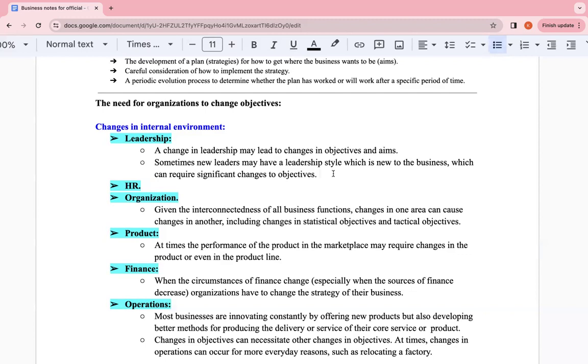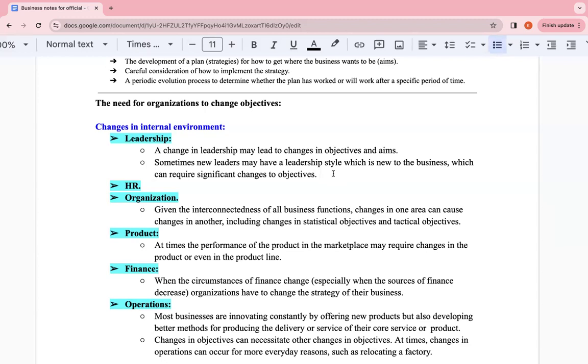In leadership style, it's always going to lead to change, but the extent of change may differ. Sometimes new leaders may have a leadership style which is new to the business, like I previously mentioned, which can require significant change in objectives. Then we have HR. HR basically stands for human resources, and we need to talk about how this can change.